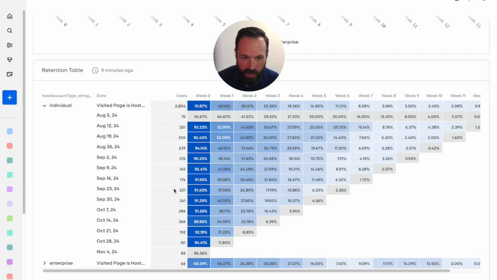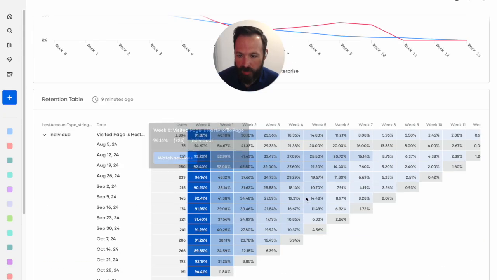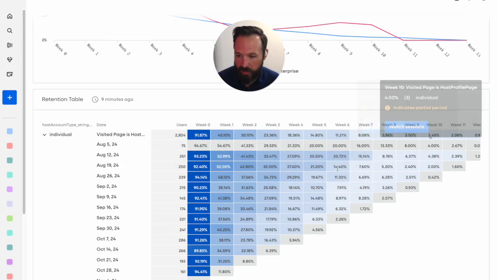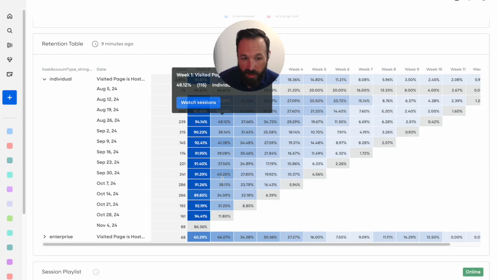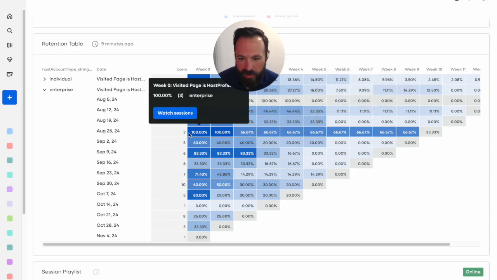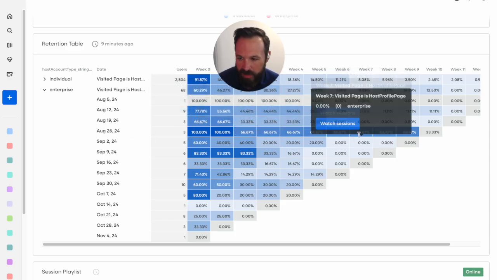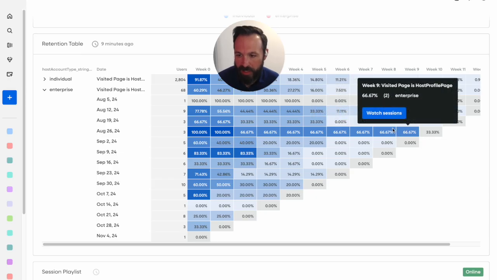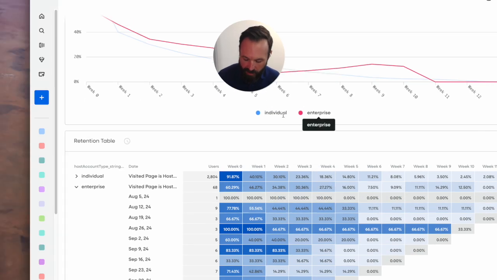There you go. So here's my light mode retention charting. This shows that there seems to be at least some degree of difference between enterprise versus individual. Looks like something probably happened on August 26th that drove a bunch of people back into the app. But let's look at it in dark mode.